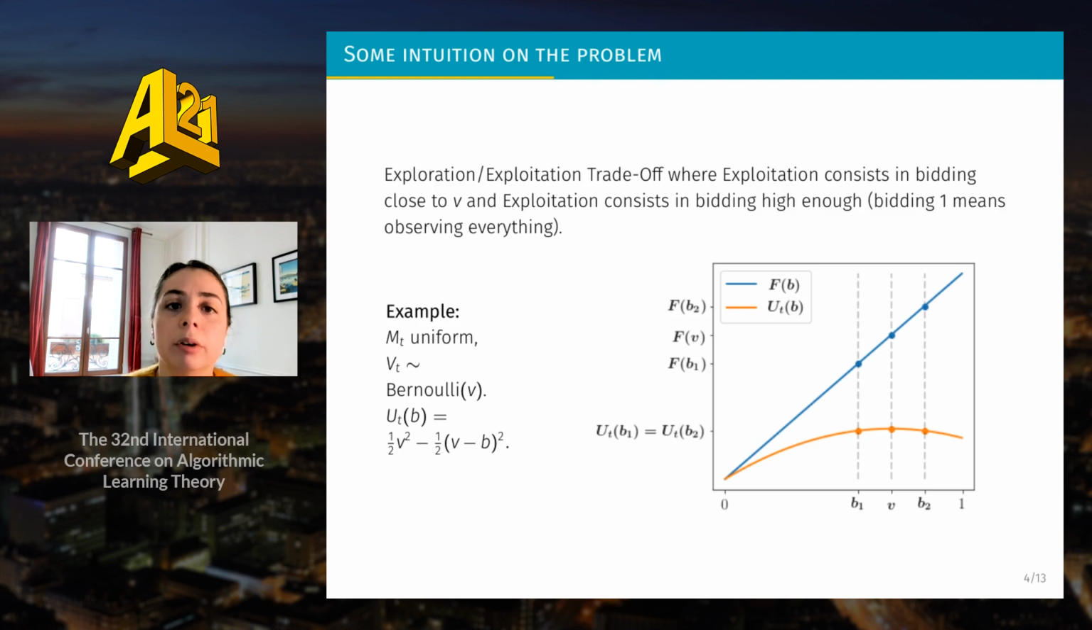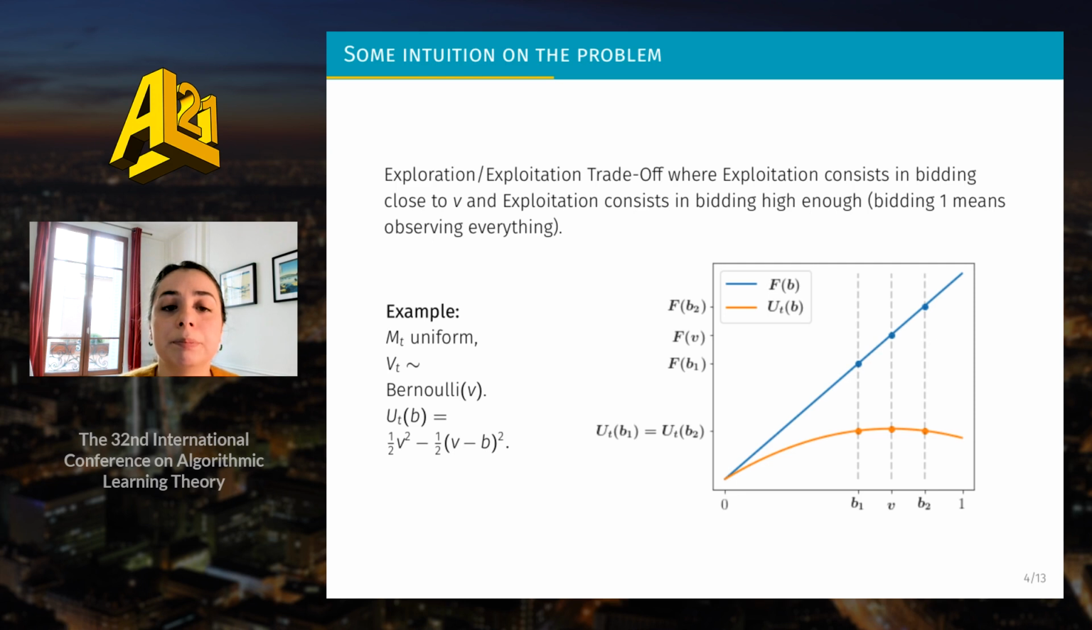The framework that we are interested in is that of censored continuous bandits, where there is a certain form of exploration-exploitation trade-off. In this setting, exploitation consists in bidding close to V because of the truthfulness of second price auctions, and exploration consists in bidding high enough because, for example, bidding 1 means observing everything.